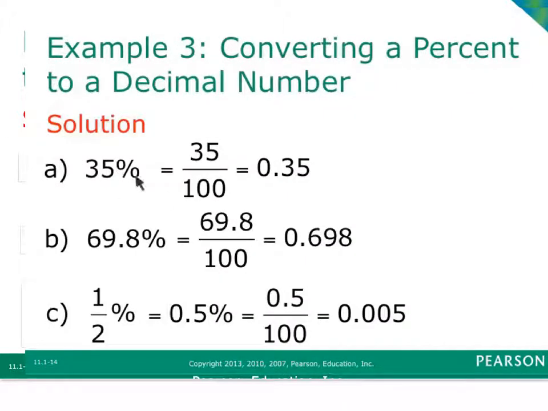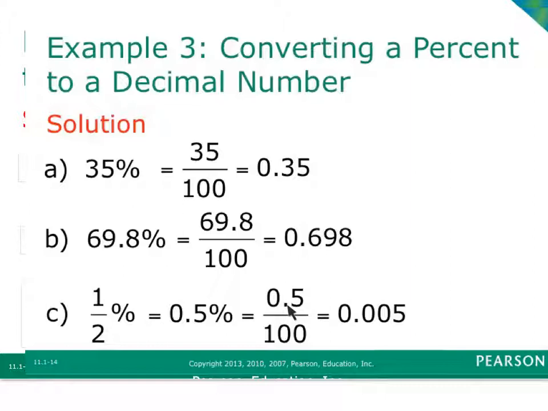Okay, so 35% means we divide by 100 and we get 0.35. So our decimal's here, we move it 2 places that way. We get 0.35. 69.8%, we divide 69.8 by 100, move the decimal 2 places this way, we get 0.698. Be careful with the half percent, because that's not 50%. That's actually 0.5%, right? Half a percent isn't more than 1%. So it's a half of 1%, so it's 0.5%, okay? And then we move our decimal 2 places over.